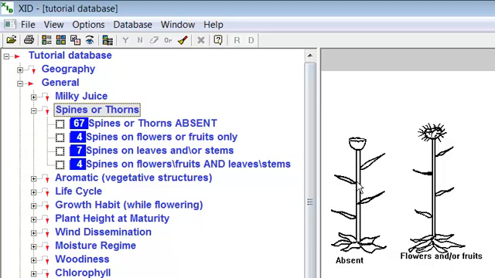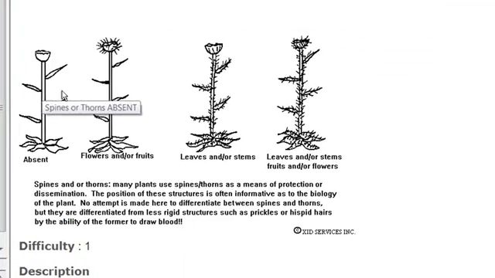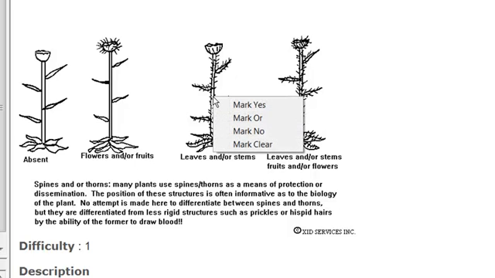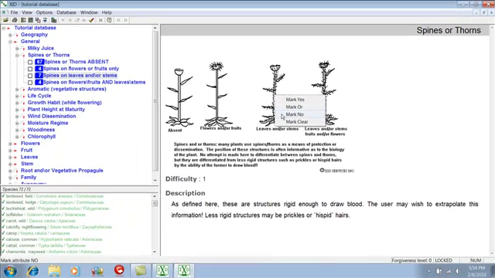1. The attribute name appears in a pop-up box when the cursor is placed on any of the images in the right-hand pane. Left-clicking the image of the plant with the spines on the leaves and stem will allow you to mark it as yes, no, or clear an existing mark.